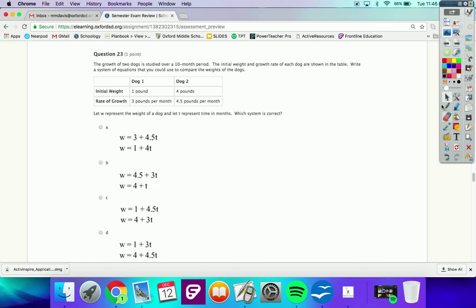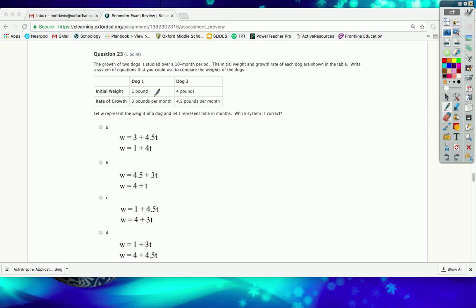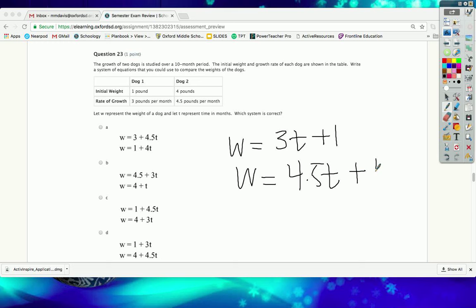For number 23, you would have to write two equations that are modeling dog 1 and dog 2's growth. So it would be the weight equals, your initial weight is like a y-intercept, and the rate of growth is like a slope. So the first one would be 3t plus 1. The other one would be w equals, rate of growth is 4.5 per t plus its initial weight of 4 pounds. So those are the two equations. On my particular example, it looks like mine is answer choice D. Yours might be a different answer choice, but those are the two equations.